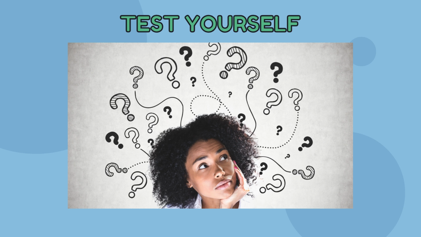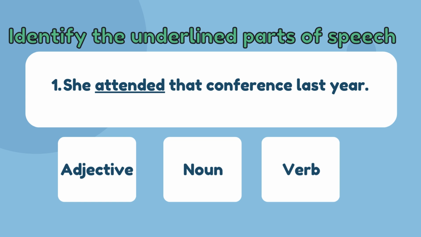So now it is time to test yourself. We gave an overview of what parts of speech are. Let's start with the first question. She attended that conference last year. Identify the underlined part of speech. Is it adjective, noun, or verb? First of all, let's find the subject in this sentence. The subject is she. Mostly, as we said, a verb follows the subject, and here it is attended, and also you see -ed. This is simple past tense, so the answer is verb.